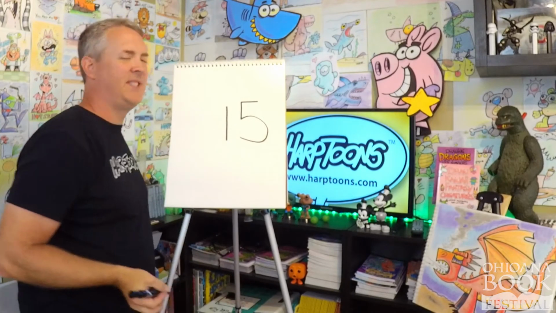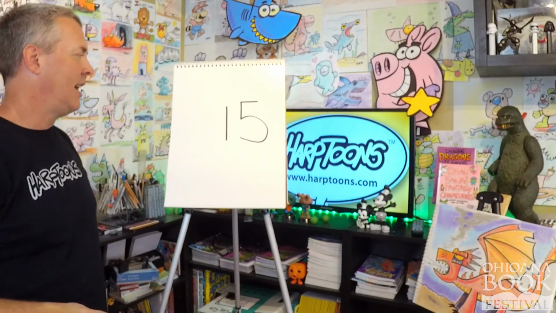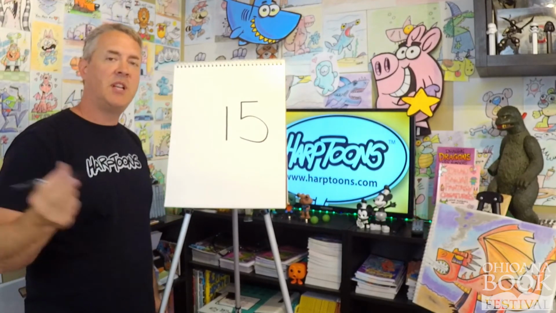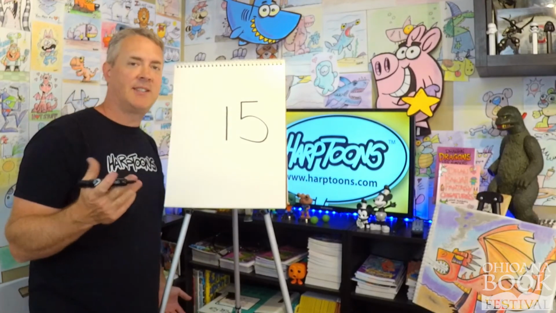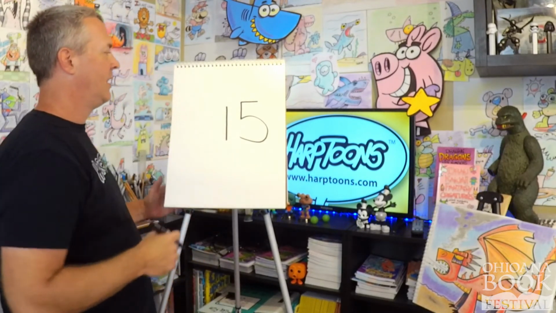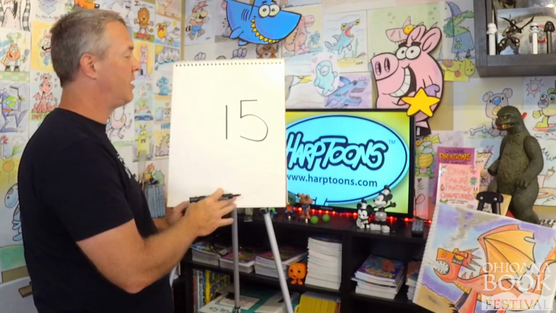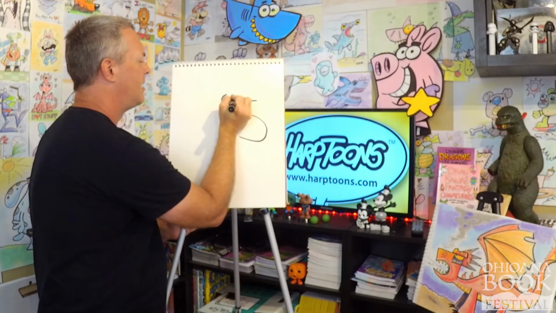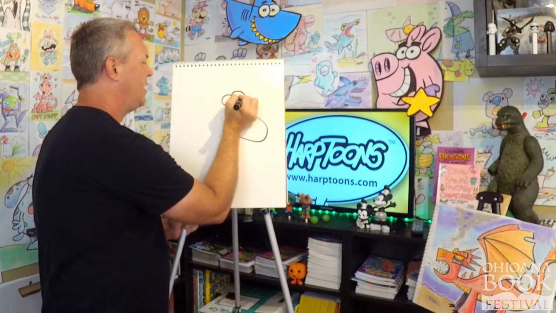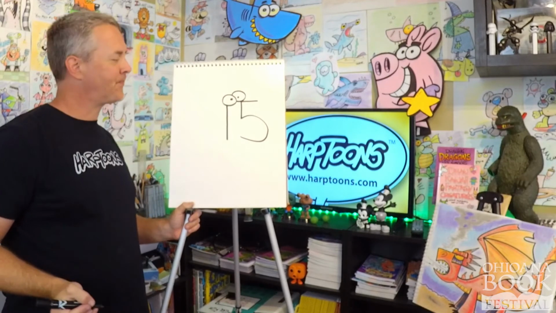Big number 15. Yes. And when you have a 15-year-old in the house, they can drive you a little bit nuts, right? So that's another good reason why I like this one. So we're going to turn this into a squirrel. We're going to draw the squirrel's eyes right here, between the 1 and the 5.